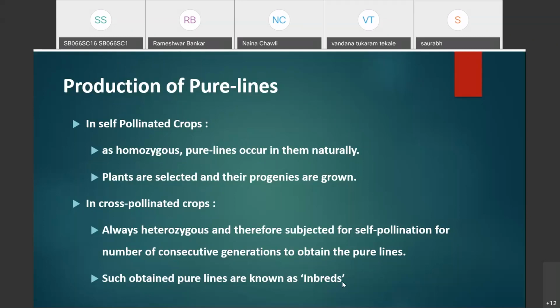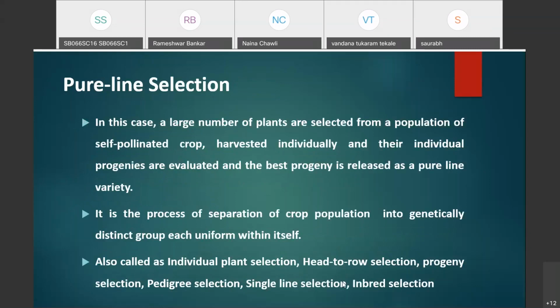Cross pollinated crops. Okay, we have discussed the concept of pure line, then the general characteristics of the pure line, and also we have discussed the production of pure lines in the self pollinated crops and the cross pollinated crops. Then we are moving to how actually the pure line selection is carried out, or what is the field technique which is used for the pure line selection.